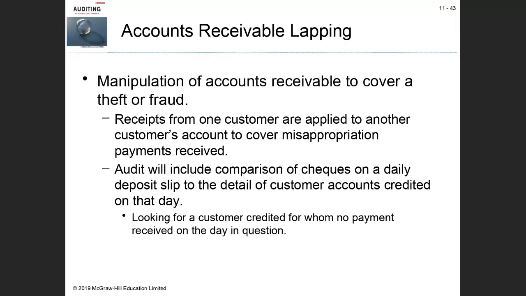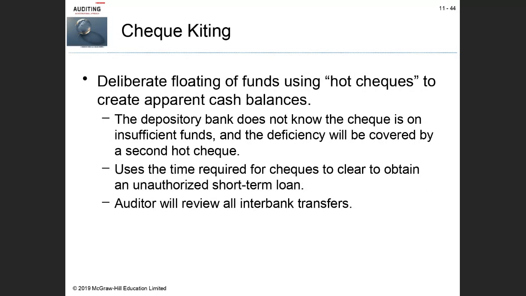Another situation that might occur is called check kiting. That's where you write a check on one account where money doesn't exist and deposit it to a second account. The depository bank does not know the check is NSF, and the deficiency will be covered by a second hot check. So, for example, you take a check and deposit it at a bank. This is a company that uses multiple banks. But the bank where you deposit the check doesn't know that it's NSF.